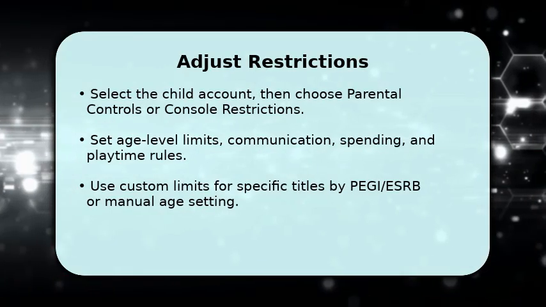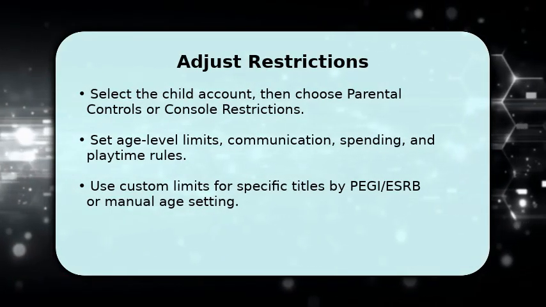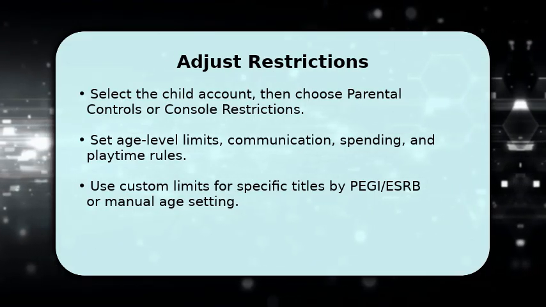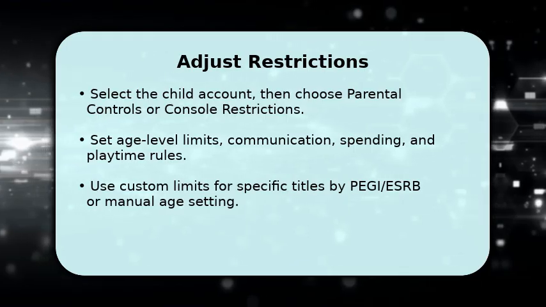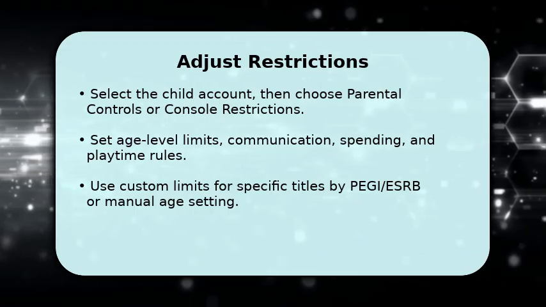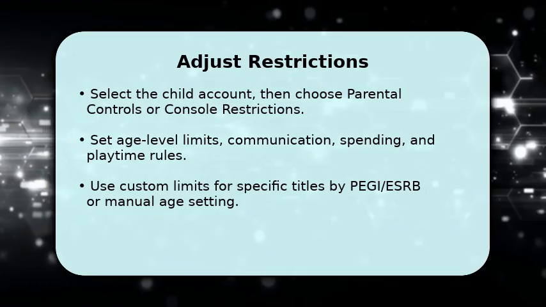Now you'll modify the specific restriction types. Choose the child account and open parental controls to set age-level game limits and restrict mature content. This blocks inappropriate titles automatically. Next, adjust communication and user-generated content settings so your child can't chat or see risky content.